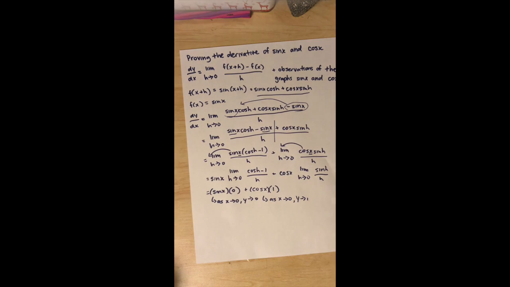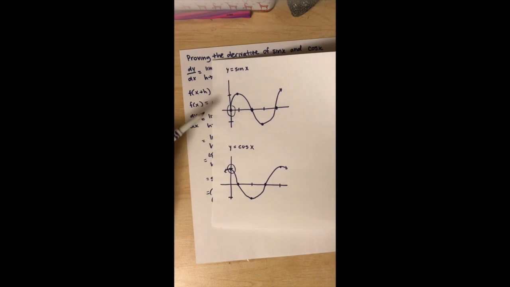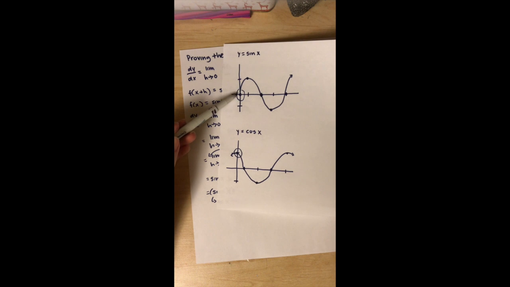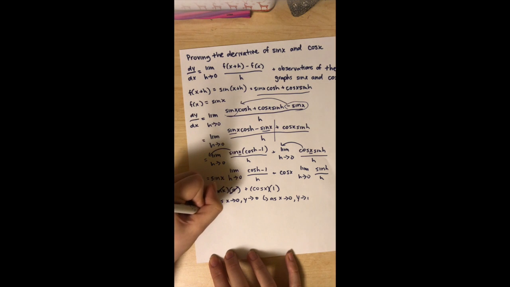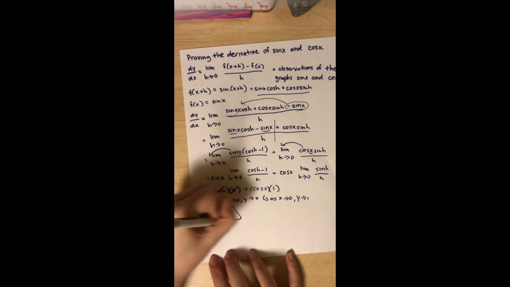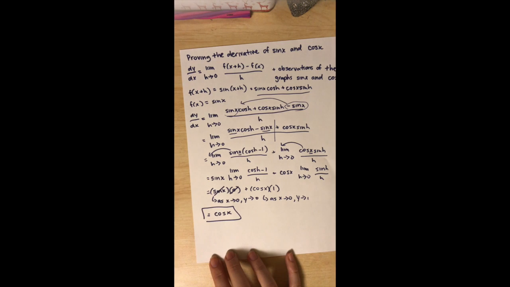So we're left with just 1 in that bracket, and again I'll show you. As x approaches 0, y approaches 0 for sine, and as x approaches 0, y approaches 1 for cos. So then these cancel, and we are simply left with cos x. Therefore we can see the derivative of sine x is cos x.